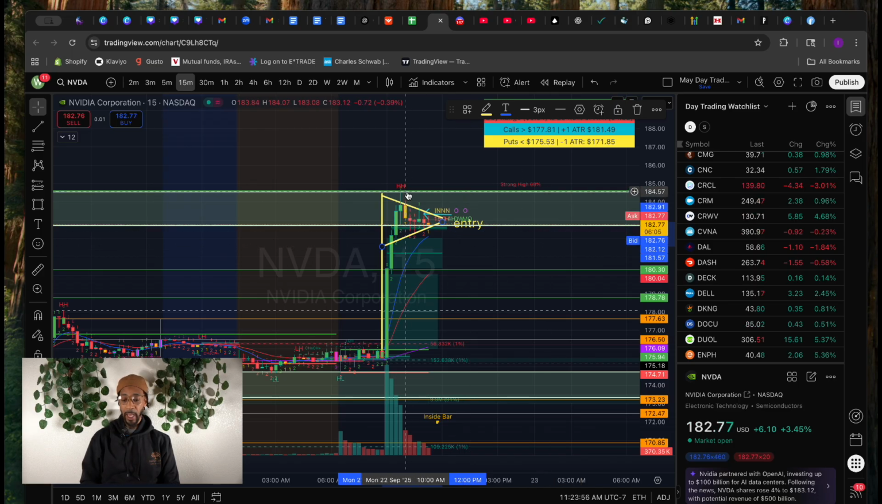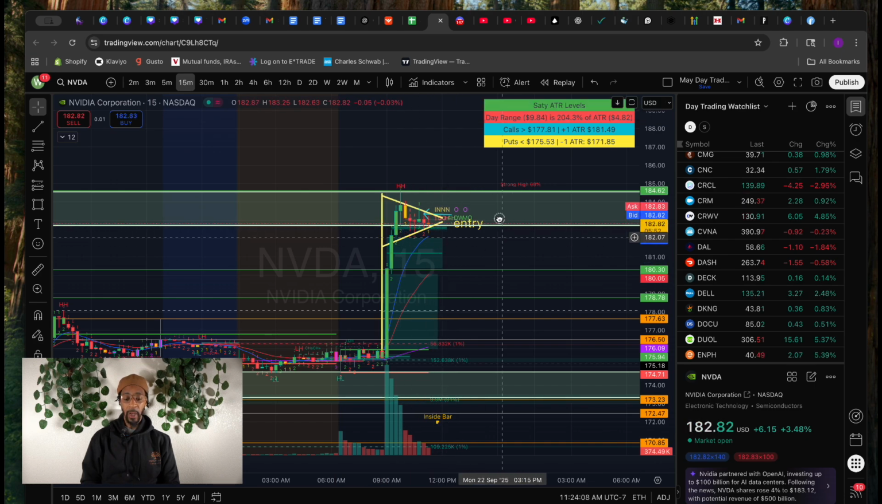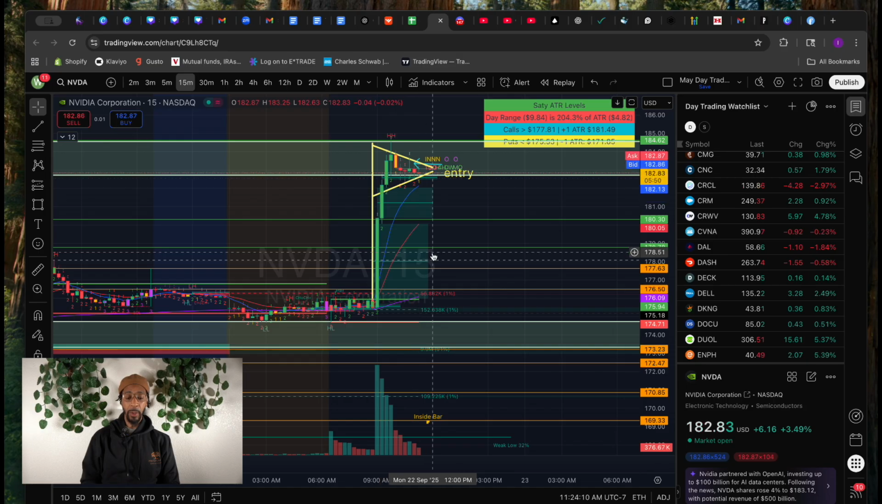So it was at 185, came down to 182, right? 182.30. And now it's at like 182.80, 182.70. So now, if it holds this level, it has not come below 50% of this move. That's what makes a bull flag a bull flag. It could consolidate, but it can't come below 50% of the move, right?